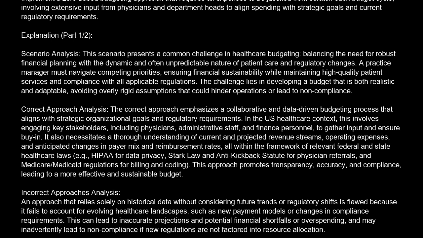Incorrect approaches analysis. An approach that relies solely on historical data without considering future trends or regulatory shifts is flawed, because it fails to account for evolving healthcare landscapes, such as new payment models or changes in compliance requirements. This can lead to inaccurate projections and potential financial shortfalls or overspending, and may inadvertently lead to non-compliance if new regulations are not factored into resource allocation.